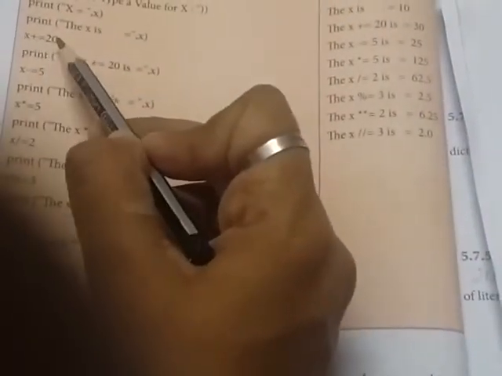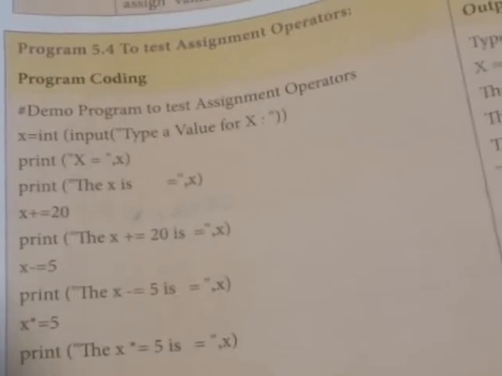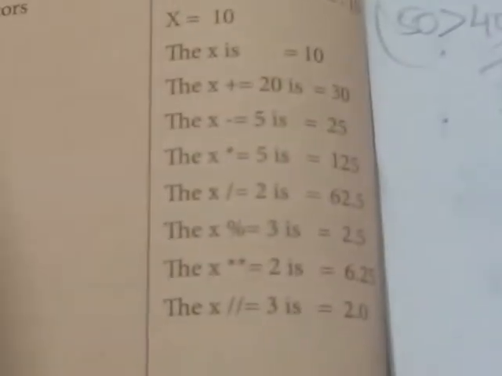Then x plus equal to 20, that means x equal to x plus 20. That means the value of x is 10 plus 20, we get the value 30. So that value is given in your book.